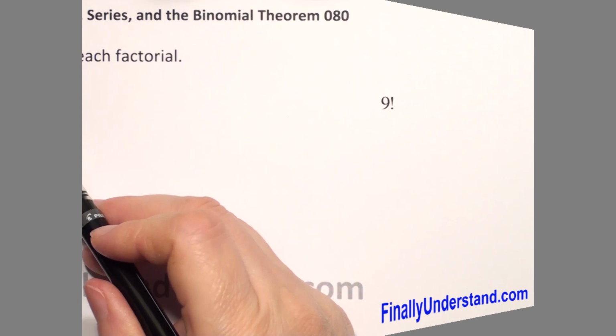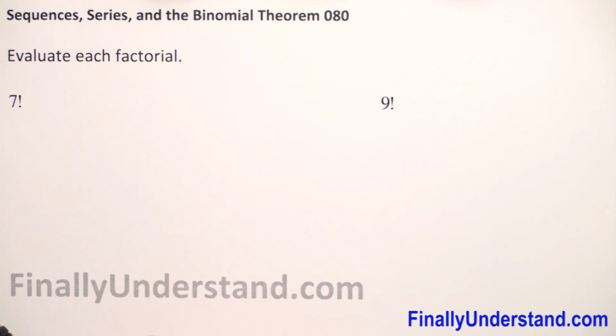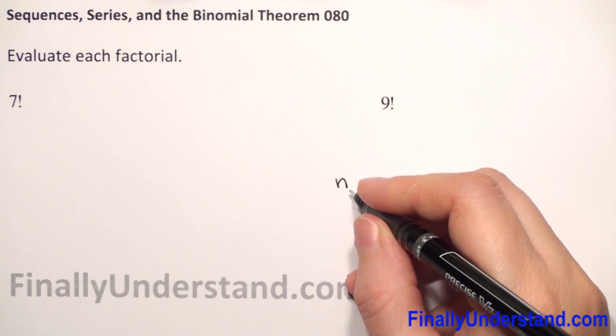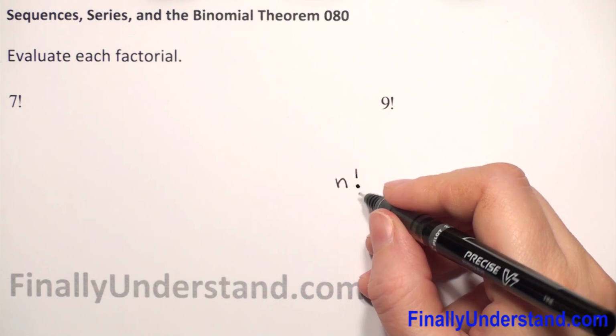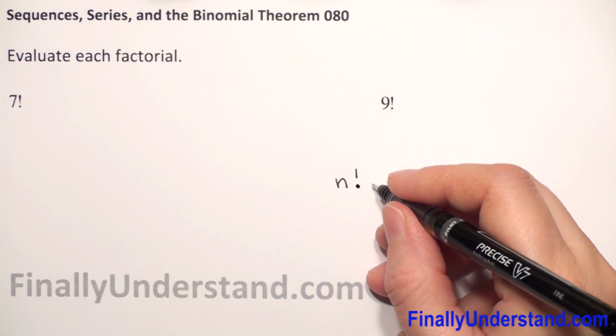We have to evaluate each factorial. This symbol, exclamation mark, we read factorial. We have 7 factorial. Let me remind you the definition first. If n is a positive integer, then the symbol n factorial represents the product of the first n positive integers.